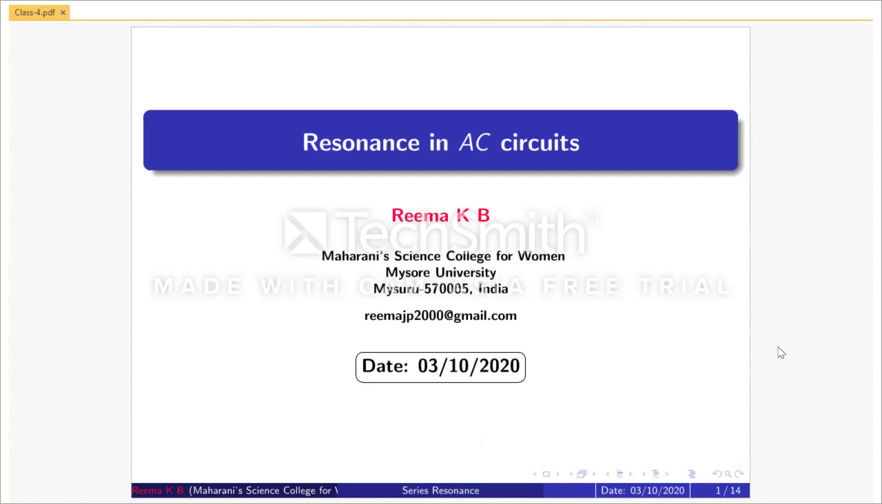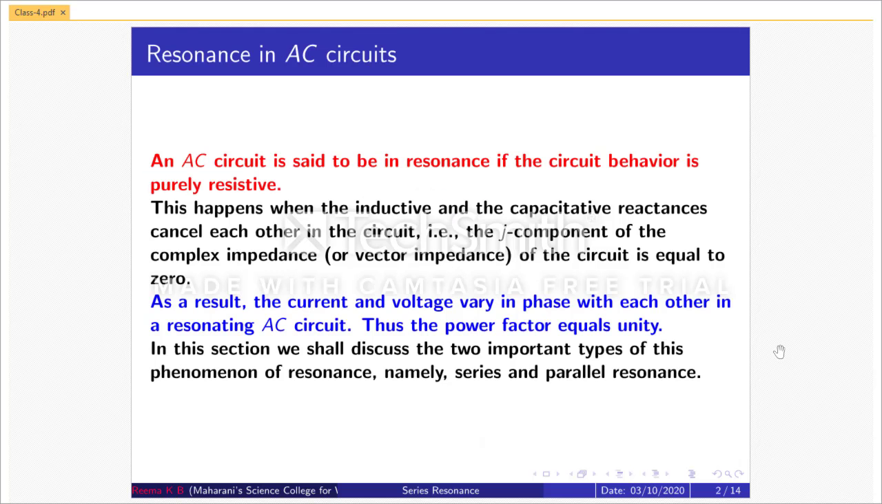Resonance in AC circuits. An AC circuit is said to be in resonance if the circuit behavior is purely resistive. This happens when the inductive and the capacitive reactances cancel each other in the circuit. That is, the j component of the complex impedance, or the vector impedance, of the circuit is equal to 0.